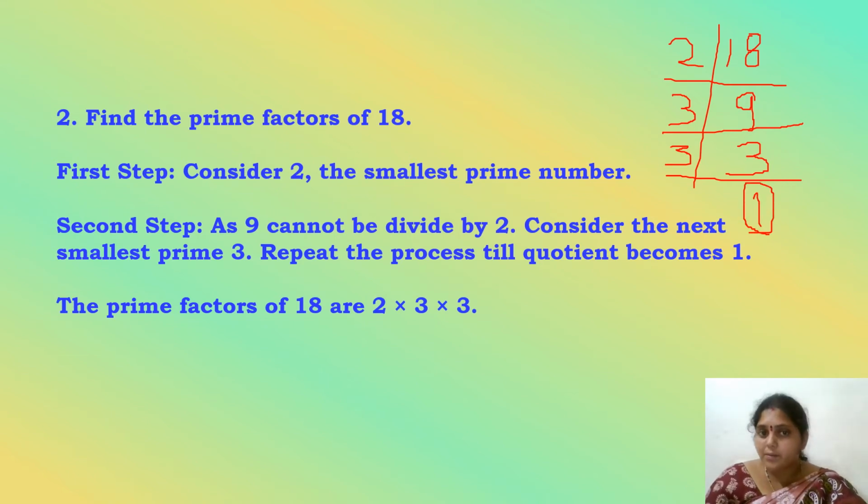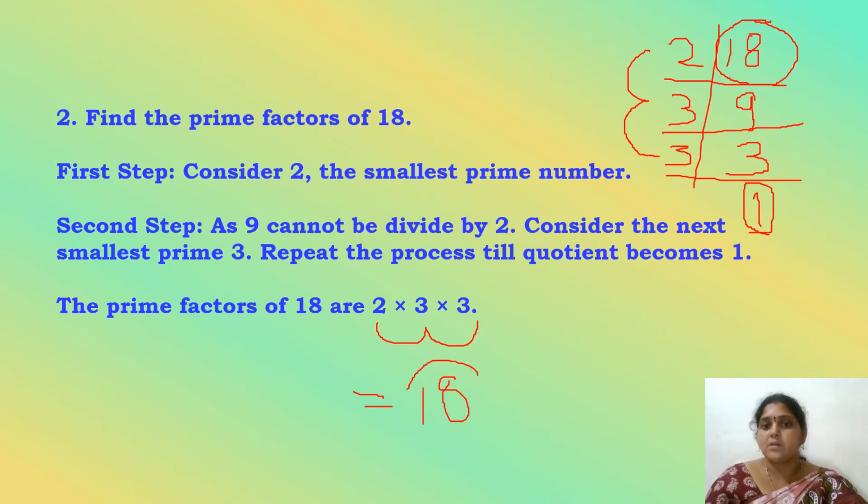Now what you have to do? You have to multiply all the prime numbers and check whether the number you have taken for factorization is coming or not. Now the prime factors of 18 are 2 into 3 into 3. 2 3s are 6, 6 3s are 18. So the number you have taken for factorization, it is coming. So the factors are true here.